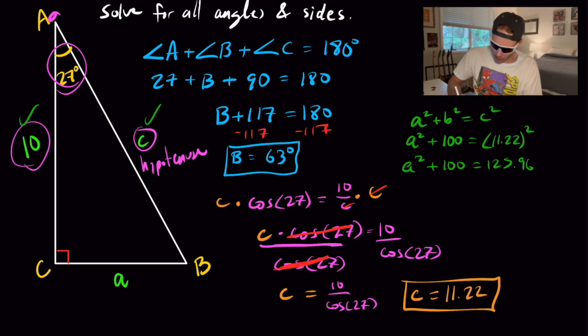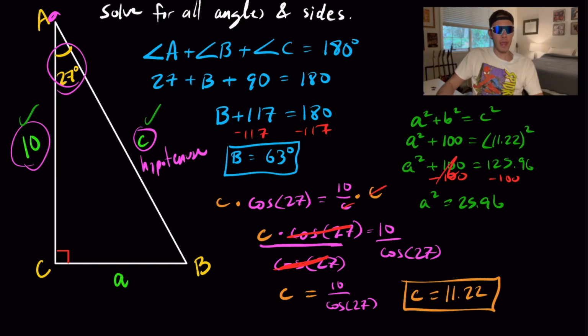And then what we want to do is get A squared by itself, because eventually we're going to solve for A. So let's start by getting A squared by itself. So we're going to subtract 100 from both sides. Those will cancel. We'll have A squared is equal to 25.96. And we want to solve for A, not A squared.